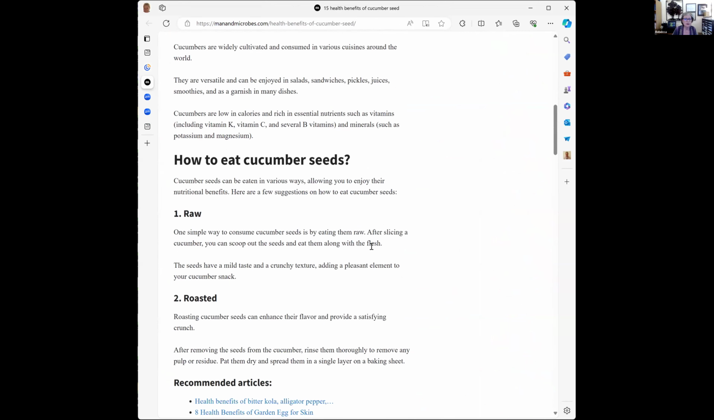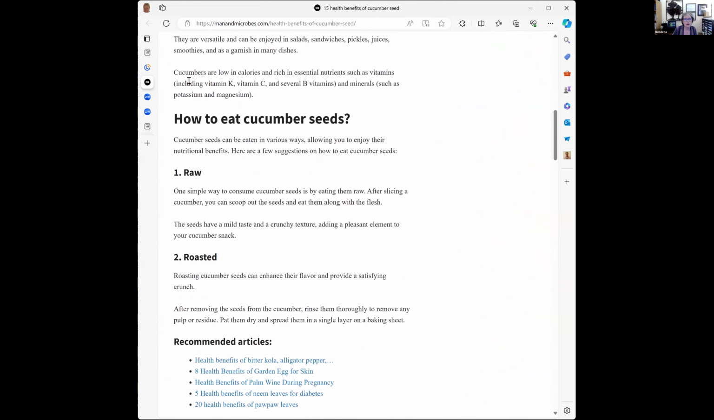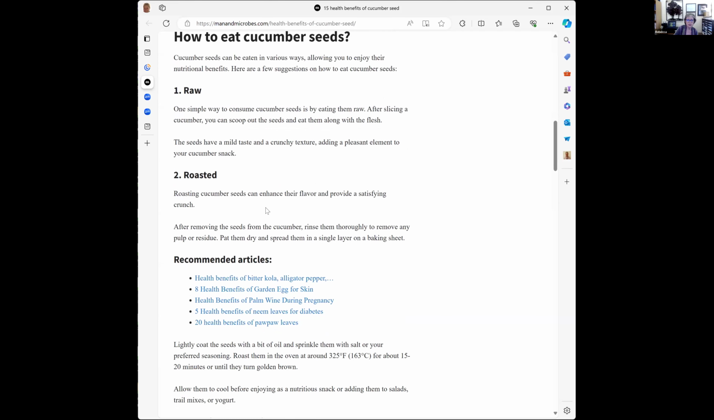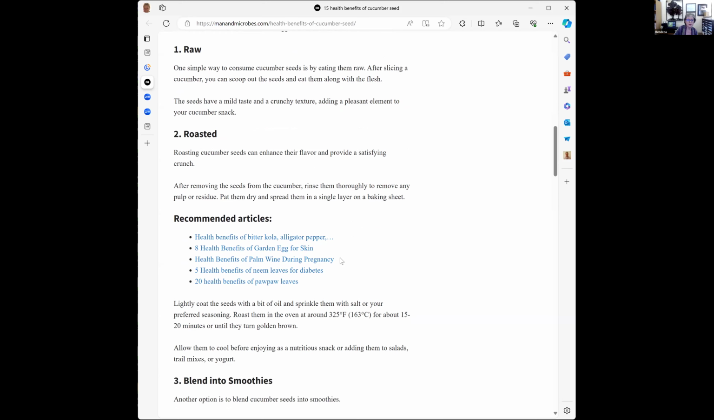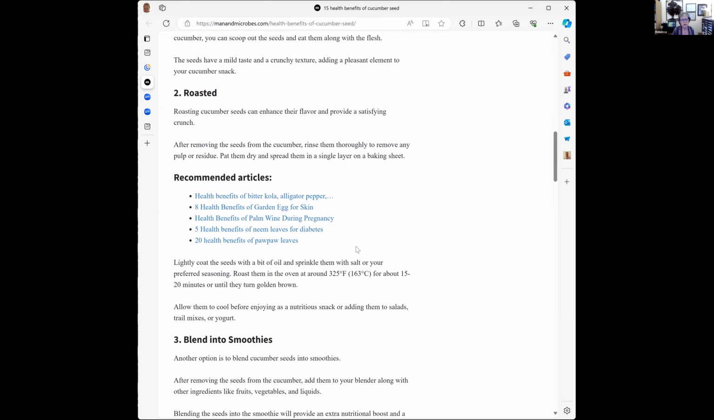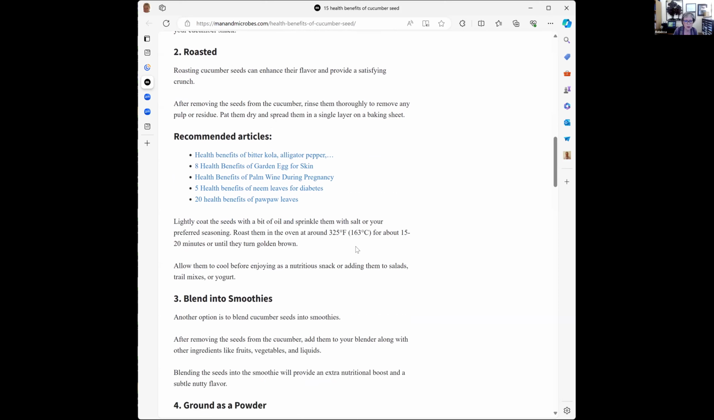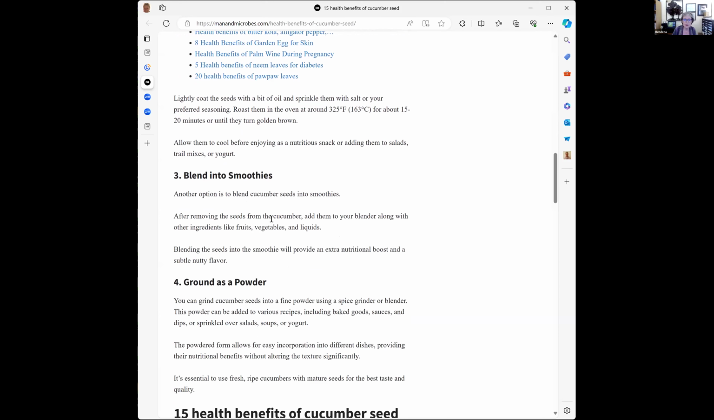All right, how to eat cucumber seeds. They are low in calories, rich in essential nutrients such as vitamins, including vitamin K, vitamin C, several B vitamins, and minerals such as potassium and magnesium. Another reason to just really enjoy cucumbers for your health, right? Throughout the summer when they're nice and fresh. One simple way is to eat them raw or roasted. You could rinse them, remove any residue, pat them dry and roast them. You could then put them in a grinder if you wanted to, or just munch on them like you do pumpkin seeds. Blend into smoothies. Okay, that's a cool idea.